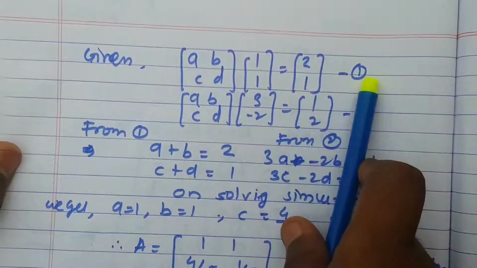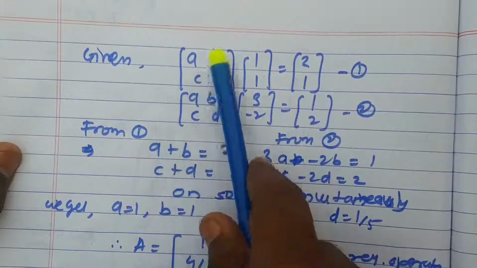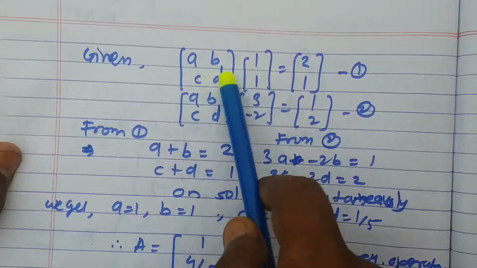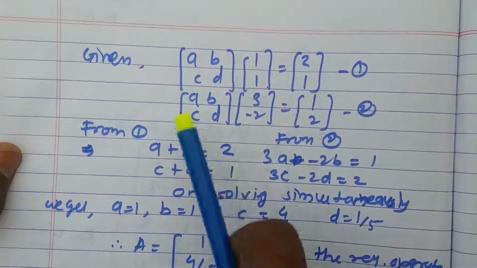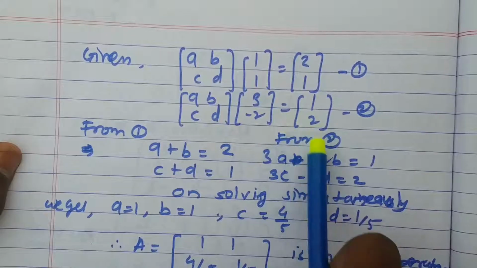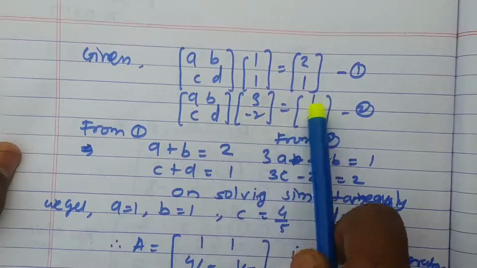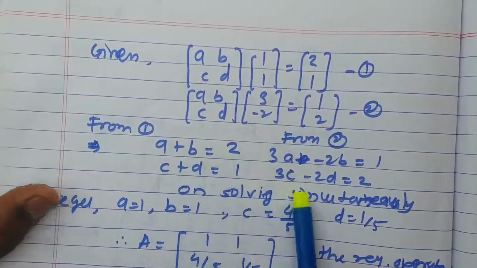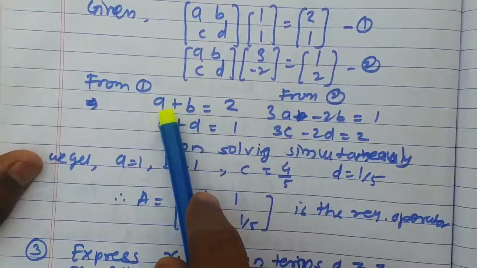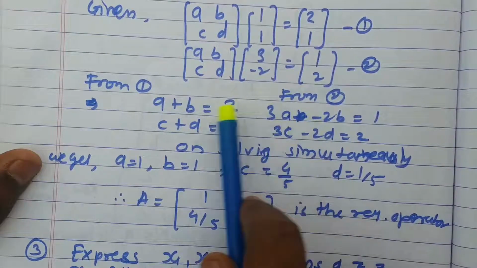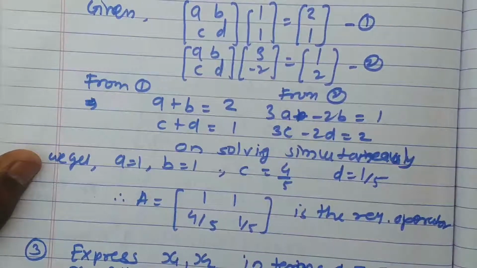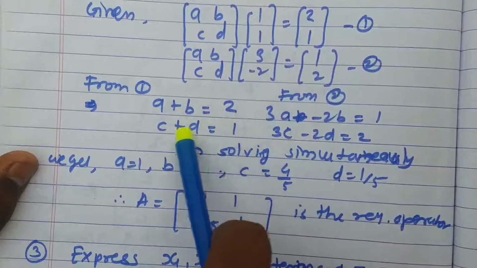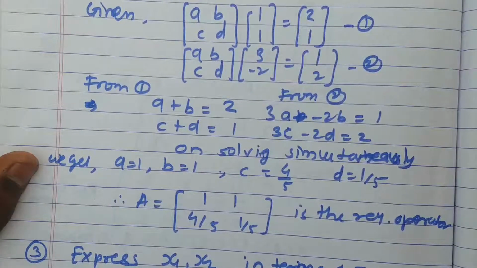Now from the first equation, if you do the multiplication, you will get two equations: A plus B equal to the first entry, that is 2, and C plus D equal to the second entry, that is 1. Similarly, from the second multiplication, we will get two more equations: 3A minus 2B equal to 1 and 3C minus 2D equal to 2. So we have two simultaneous equations in the unknowns A and B, and in the second line two simultaneous equations in the unknowns C and D.